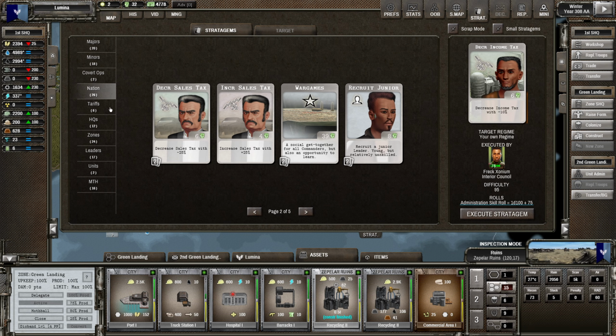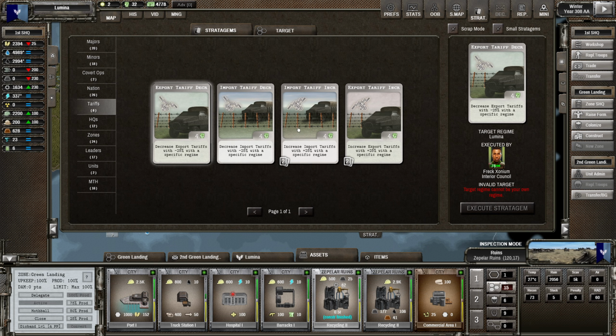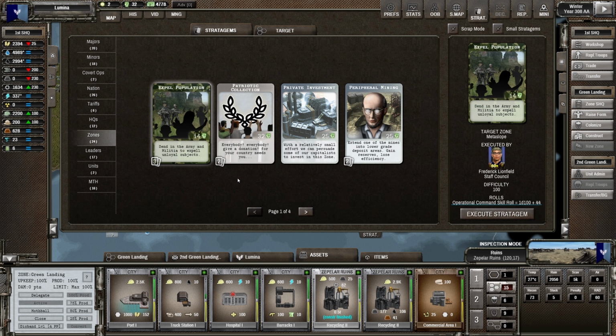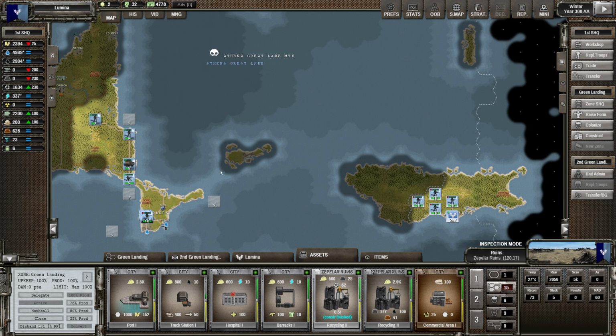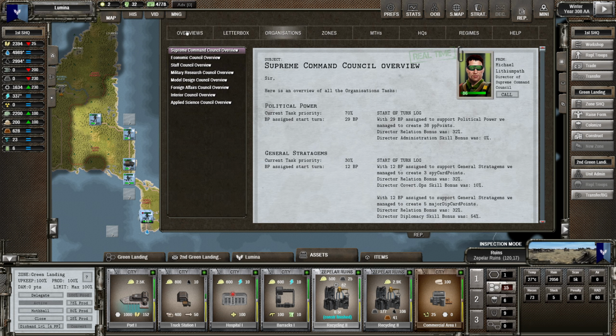These allow you to then spend political points to make certain things happen, like I say, increasing taxes, setting tariffs, and special abilities like private investment, which will make your zones have more commercial funding. So that's what bureaucratic points are. They are not shown on this bar because they don't work quite the same as political points. They're not like political points you choose to spend, whereas bureaucratic points go into a pool every turn.